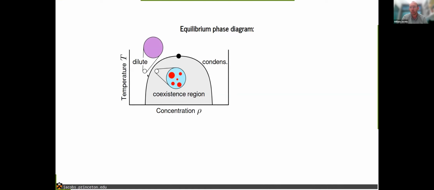And so our system should look something like this. If we're in the coexistence region, we have these droplets that form at equilibrium. And there's associated with this a surface tension that is also temperature dependent and vanishes at a critical point.